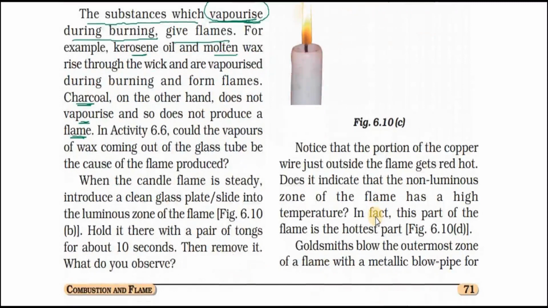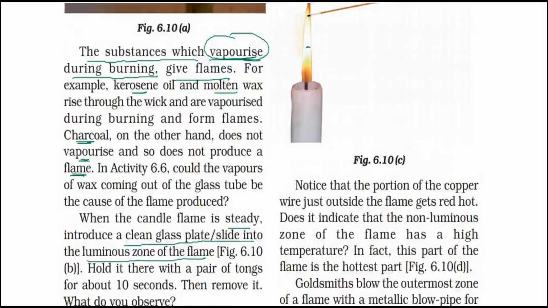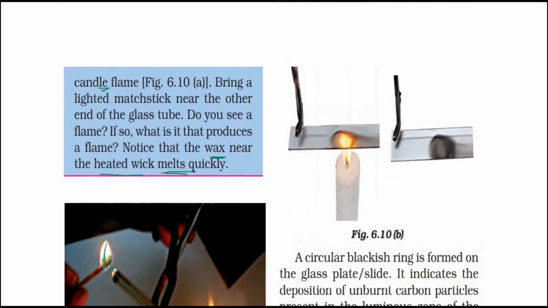Now let's take another example. When the candle flame is steady, introduce a clean glass plate or slide into the luminous zone of the flame, the middle part of the flame, this part, right? Hold it there with a pair of tongs for 10 seconds, then remove it. Something like this. See this experiment, right? We put it in the luminous part, the shiny yellow part of the candle, hold it for 10 seconds and then remove it, and we'll see something like this.